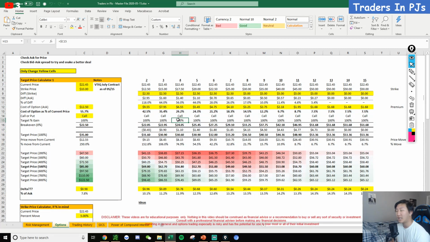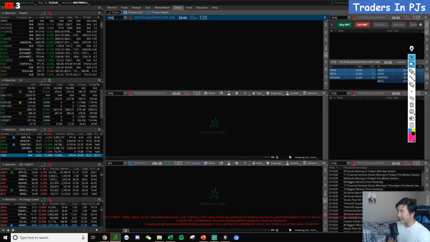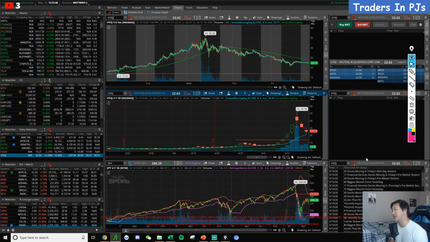So let's use a real example, right? I think we can use VTIQ. So this is VTIQ. I have it already put into this option analysis tab, but just in case you guys didn't see it on my last lesson, VTIQ obviously had a crazy journey recently of going up and shooting down because of the Nikola merger news that came out. Then they're going to decide in June whether or not they actually go through with the merger.